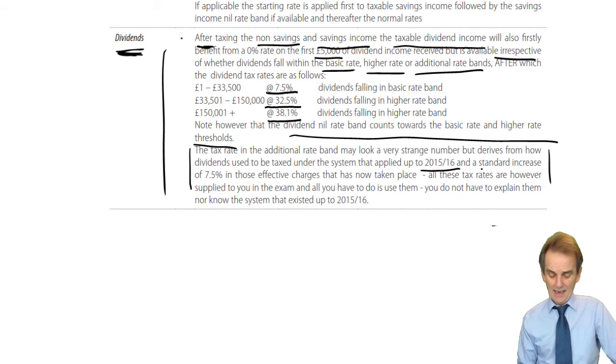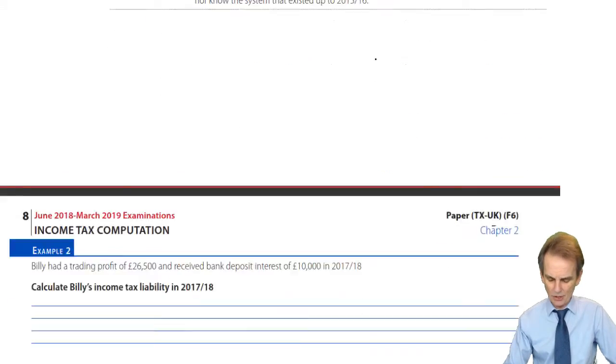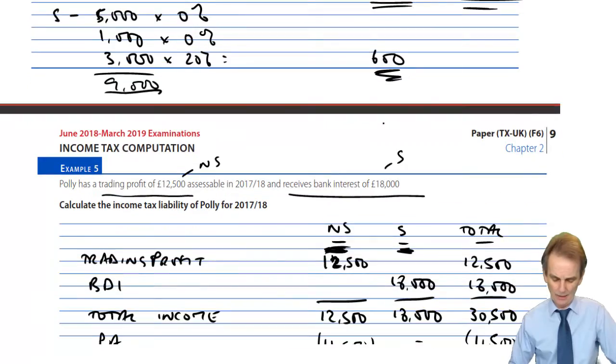Okay, let's have a look now at an example that will involve the use not only of these tax rates, but all the other tax rates that we've seen, a mix of the different sources of income.